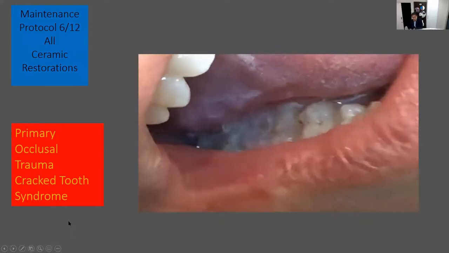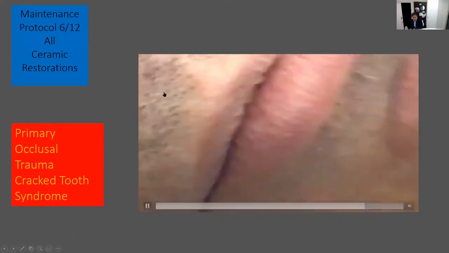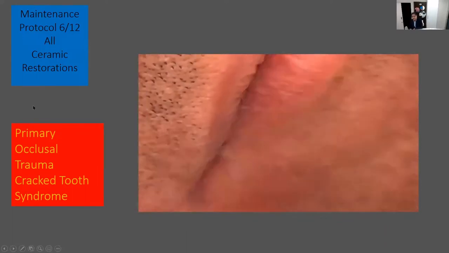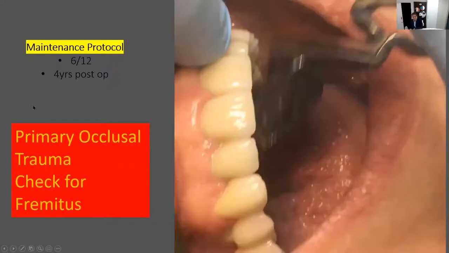So it's more comfortable? Yes or no? Absolutely. Yeah, it's comfortable. So yes. Patient's happy. Okay. But we did later on crown that tooth canal. So, what happens in primary occlusal trauma?